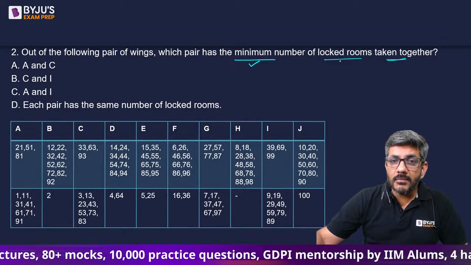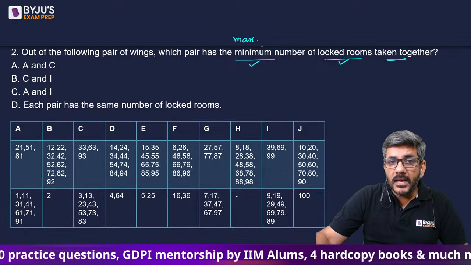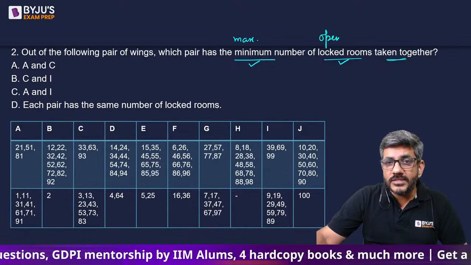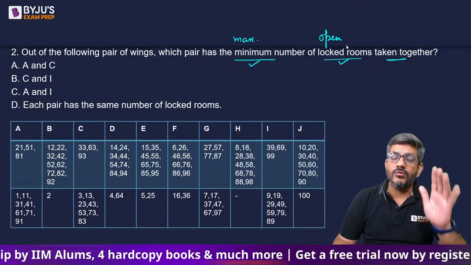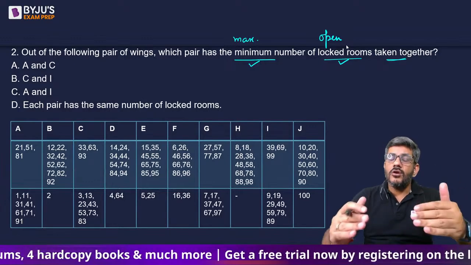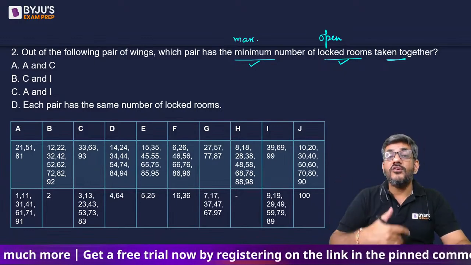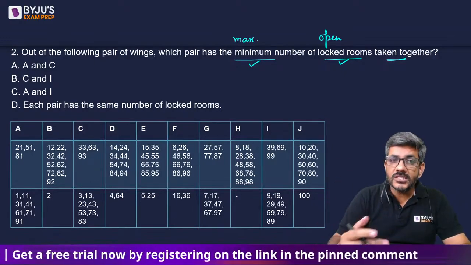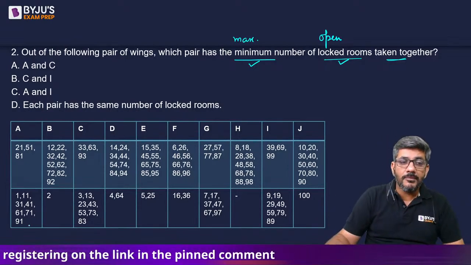When I say minimum number of locked rooms taken together, can I say I am looking for maximum number of open rooms taken together? Because ultimately every wing has 10 rooms. तो 10 में से अगर लॉक्ड मिनिमम है तो ओपन मैक्सिमम होने चाहिए, because counting the open ones is much easier. So it's better to find out what is the maximum number of open rooms. यहां पे ओपन रूम्स कितने हैं?